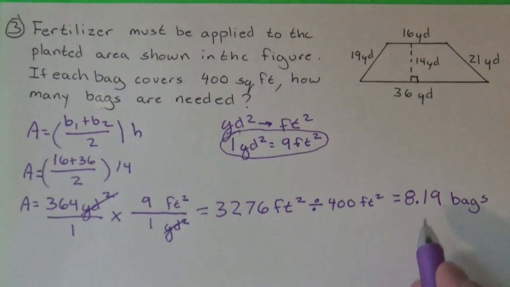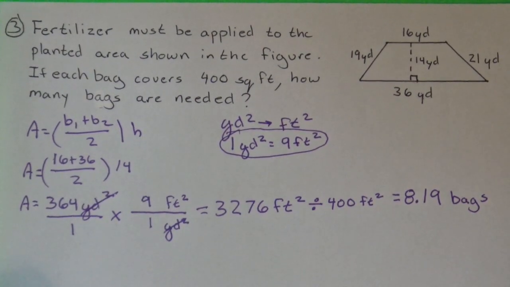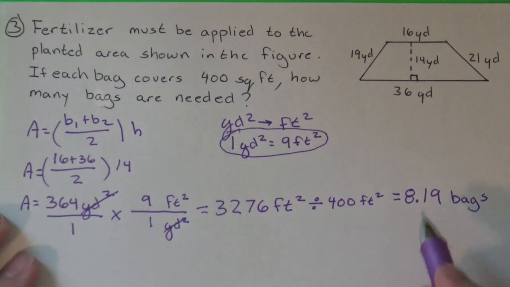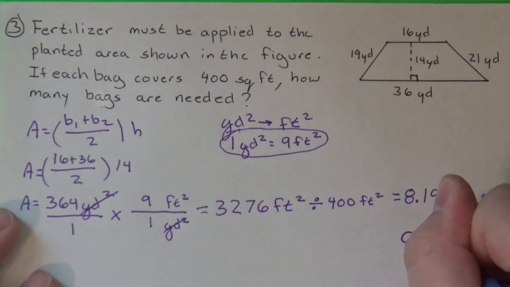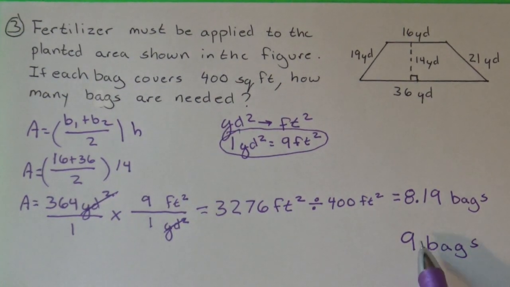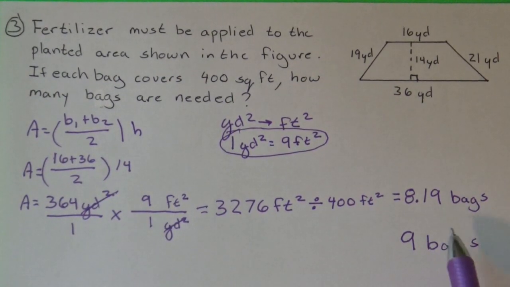Because there is no way you are going to buy 0.19 of a bag. The only way you're going to get 0.19 of a bag is when the person is not looking, you open up a bag and take a handful of it and put it in your pocket and steal it. So what are you really going to buy from Lowe's? You can't buy a partial bag. So you're actually going to have to round up to 9 bags. Now, the only reason why we do this is because this is a real life situation. We need to have either the exact amount of bags, in this case we can't because it's a fraction, or we're going to have to have a little bit more than what we need. 9 bags is more than what we need, but that's what we have to do.